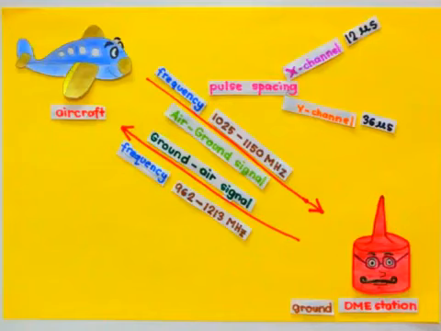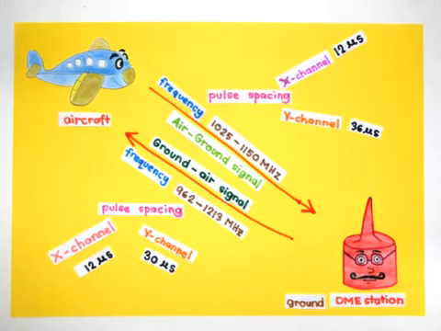The pulse pairs transmitted from the aircraft DME have a characteristic spacing depending on the channel. The pulse spacing for an X channel is 12 microseconds, while the pulse spacing for a Y channel is 36 microseconds. The time delay for the DME station to transmit the signal back to the aircraft is 50 microseconds. The X channel reply pulse pairs from the ground station are also spaced at 12 microseconds, but Y channel reply pulse pairs are spaced at 30 microseconds.